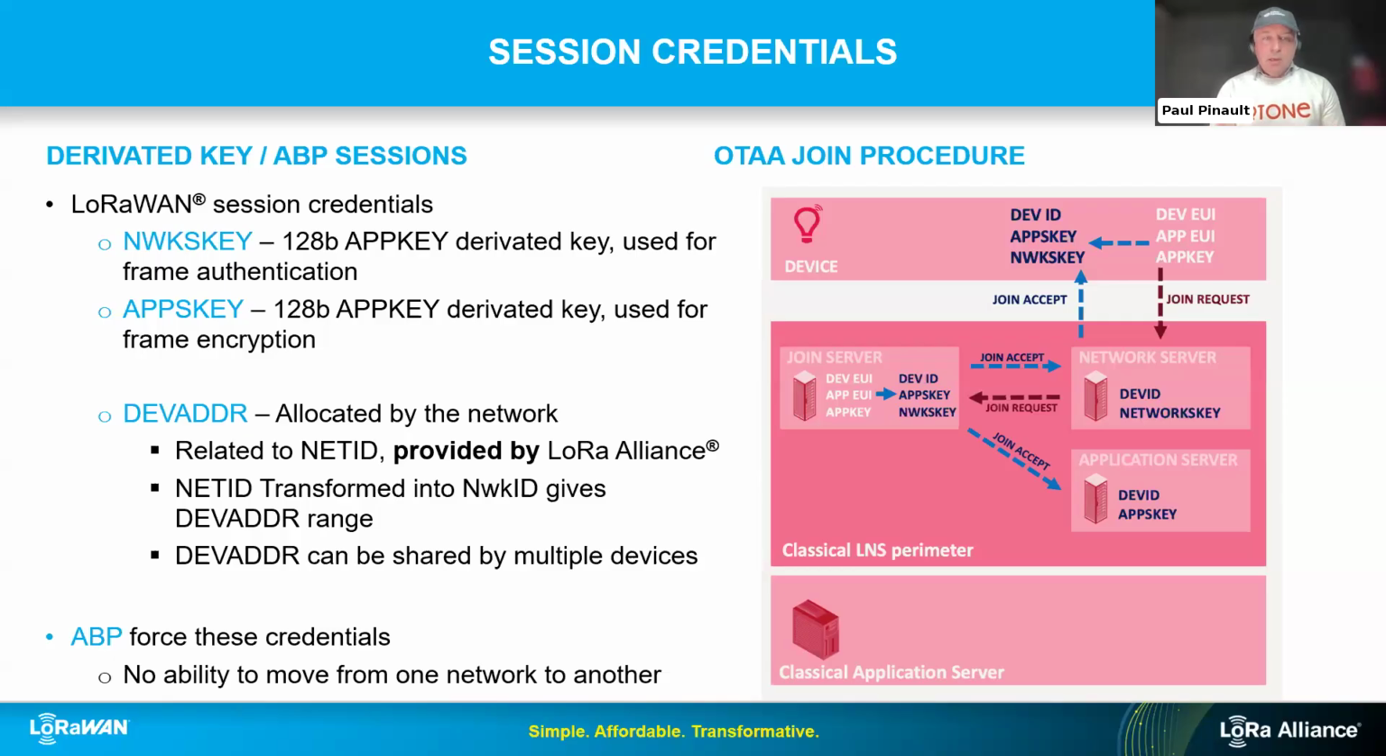There is a second mode that is not OTA, so it's kind of static addressing, which is ABP. In ABP, basically your device is directly set up with a network S key, an app S key, and a dev address. We're going to go to the next slide to see what impact it has.